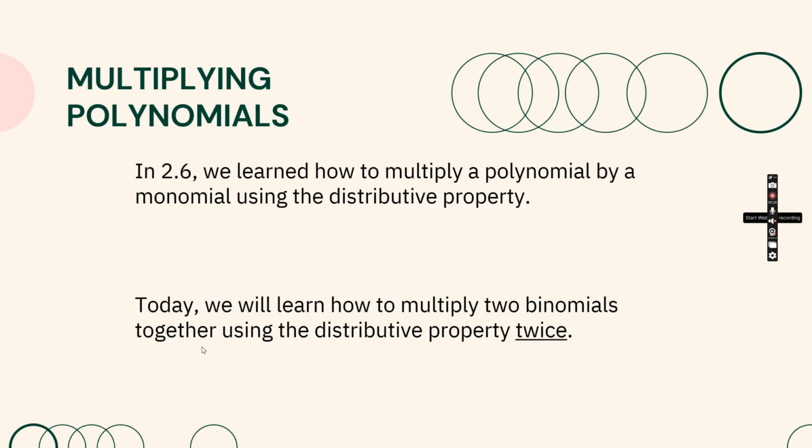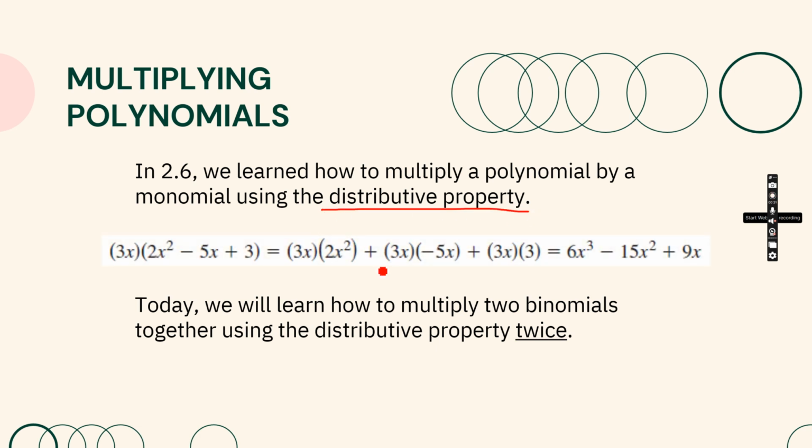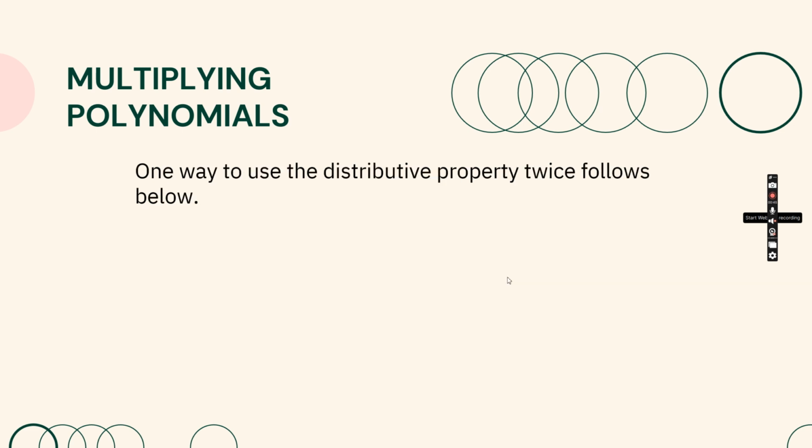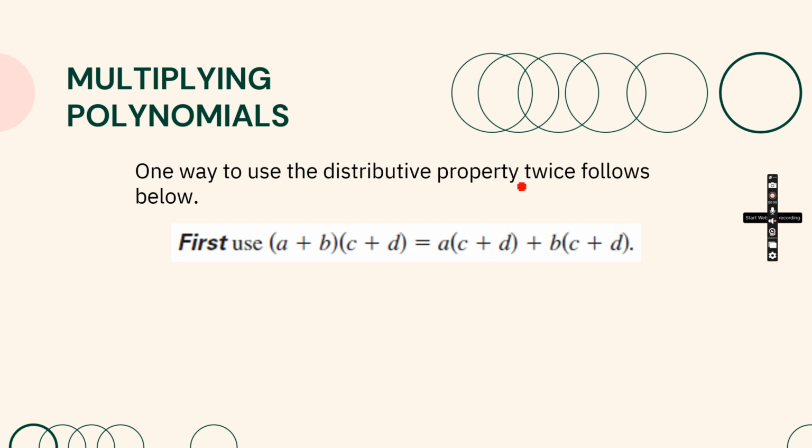Anyways, multiplying polynomials. Don't worry about this, but just know that we will be using the distributive property. For example, if we have 3x and we're multiplying this polynomial with it, we have to just multiply them individually. 3x times this, times that, times this, and whatever we get as an answer will show up here. But there are times where we have to use the distributive property twice.